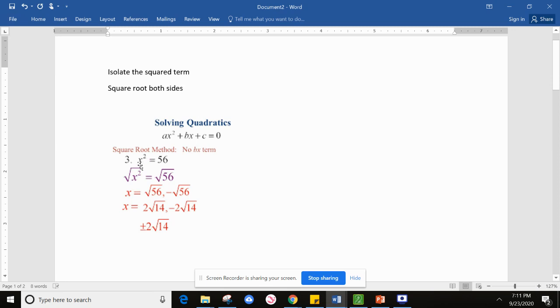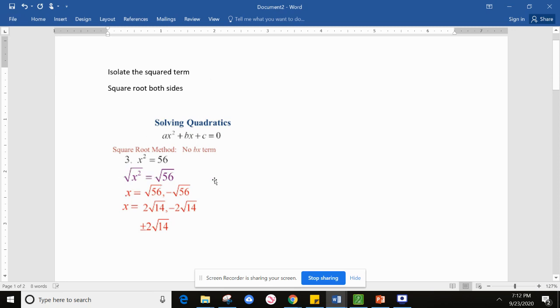X squared is the squared term. It is by itself on one side of the equal sign. So that's what that implies. Isolate the x squared term, get it on one side of the equal sign by itself. And then everything else needs to be on the other side of the equal sign. Once you have that done, it is safe to go ahead and square root both sides.